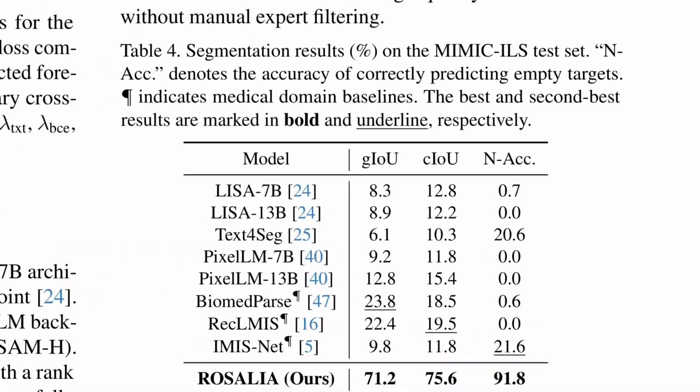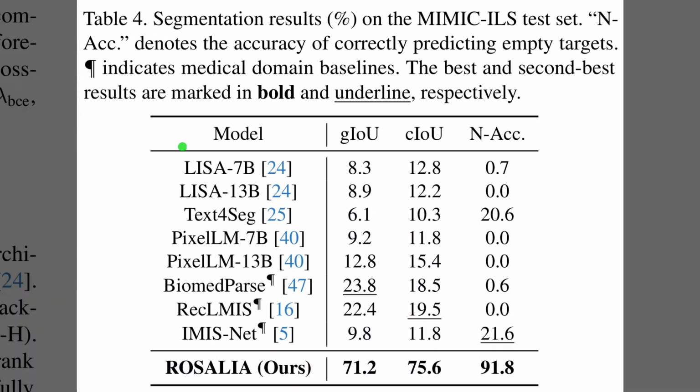Table 4 shows that the dedicated instruction-guided model dramatically outperforms all general and medical baselines on the new task. The main metric, called generalized intersection over union, measures how much the predicted lesion region overlaps the true region. While competing models reach generalized intersection over union scores around 10%, Rosalia reaches about 71%. A related overlap metric, cumulative intersection over union, climbs to about 76% for Rosalia. Crucially, the empty target accuracy, which checks whether the model correctly predicts no lesion when appropriate, jumps to about 92%, whereas most baselines stay near zero.